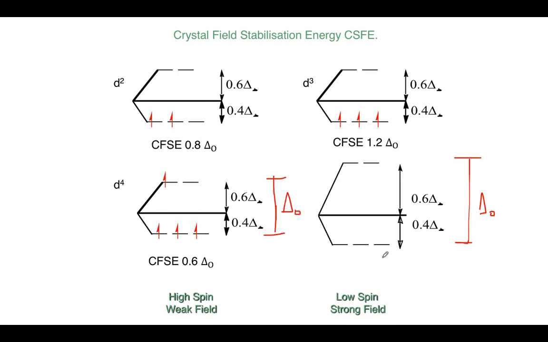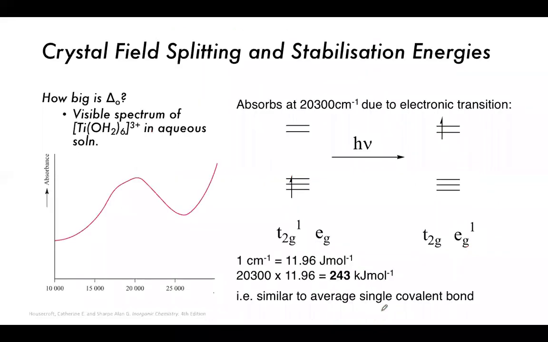So that means it's harder to put electrons in this case. And so we find out that the stabilization energy here is 1.6 for a low spin complex. The reason why it's called low spin is because there's only 2 unpaired electrons, whereas here there are 4. And so typically this is from weak field ligands, and then this is from strong field ligands. So, crystal field splitting and stabilization energies.